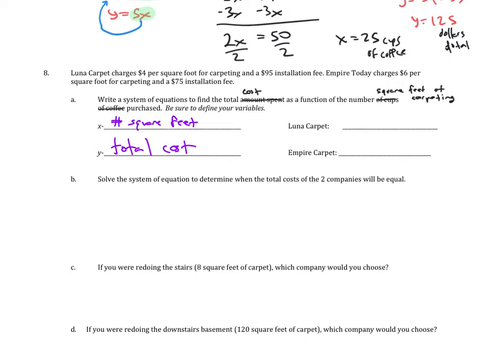Okay, so for Luna, we know our total cost is going to be $4 per square foot for x plus the $95 installation fee. For Empire, y, the total cost, equals $6 per square foot plus a $75 installation fee. So take a second here. Just like last problem, we have the two equations, they're both y equals. So I want you to pause the video and try to solve this system.